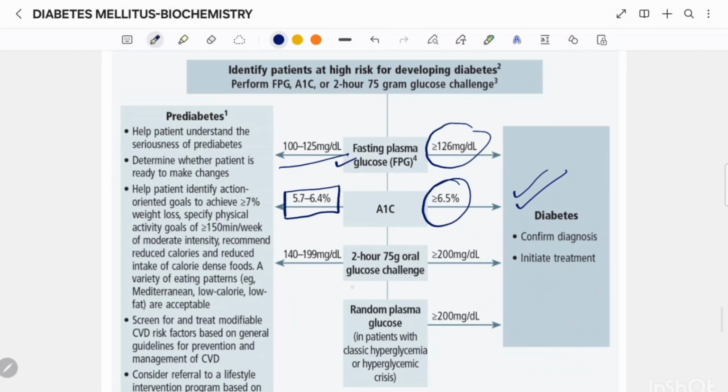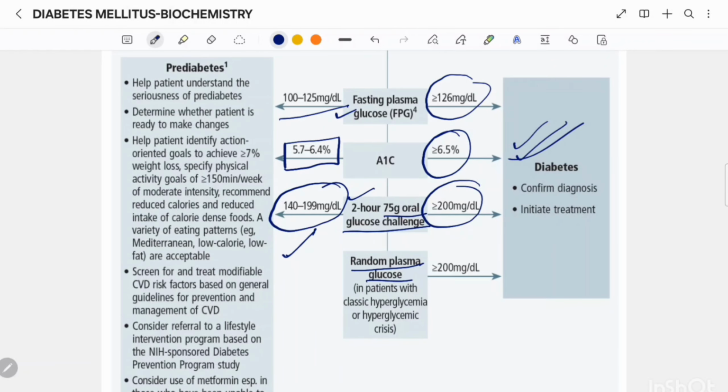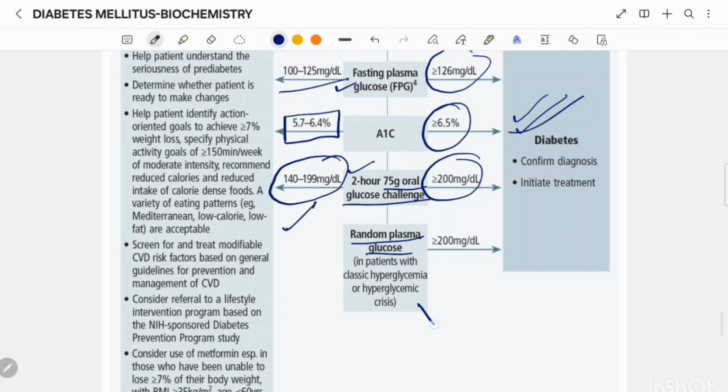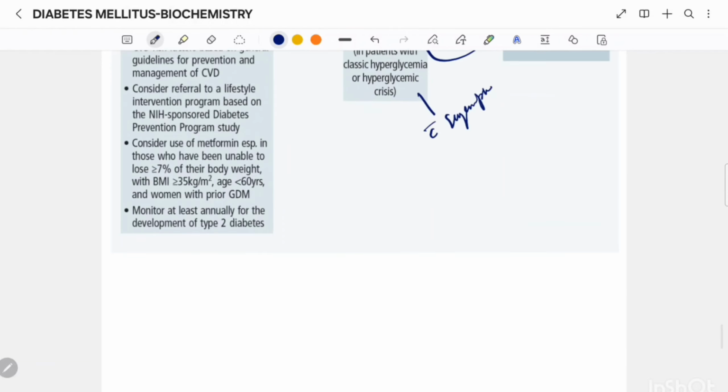Now the third one is postprandial OGTT, 2 hour 75 gram oral glucose test. If it is greater than 200 milligram per deciliter, it confirms diabetes. But if it ranges between 140 to 199, it is a pre-diabetic condition. And random blood sugar with symptoms greater than 200 milligram per deciliter is confirmatory of diabetes.